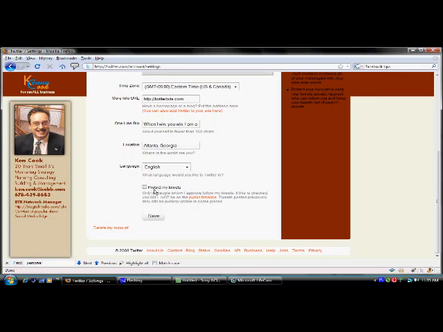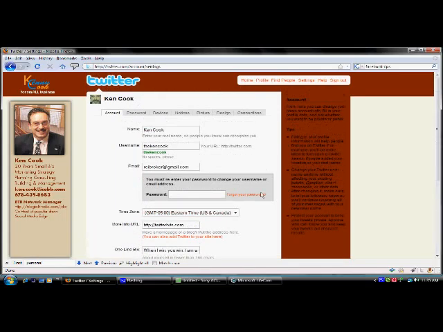But you do not want to protect your tweets. It says, if I protect my tweets, I only let people whom I approve follow my tweets. So if this is checked, you will not be on the public timeline. Well, what good is that going to do if you are in business?